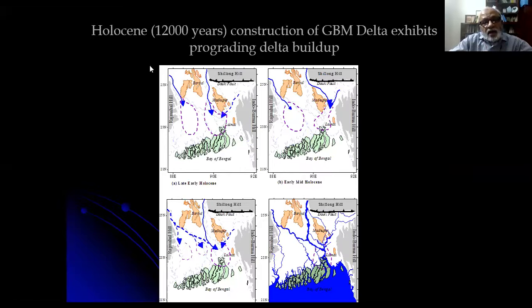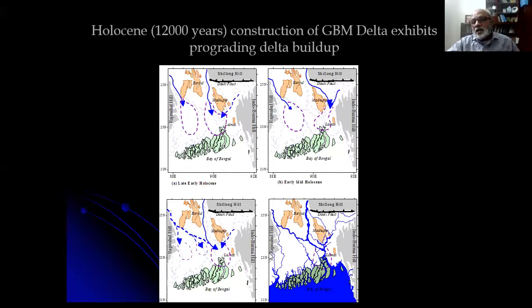Then sediments started to pour in here and were deposited. Later on, the shoreline progressed to the south, further south, to its present position. This process of shifting the coastline over the last 12,000 years has made this delta a prograding delta.